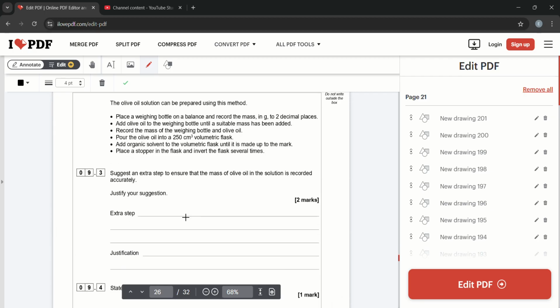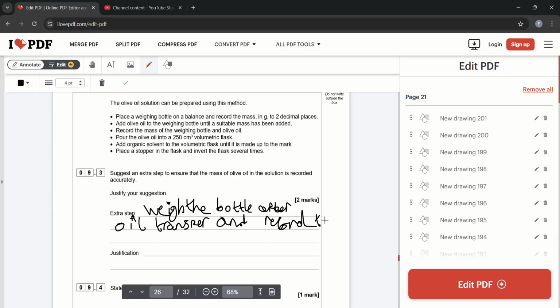And then 9.3 suggests an extra step to ensure that the mass of olive oil in the solution is recorded accurately. An extra step, it doesn't talk about it: weigh the bottle after the oil transfer and record the mass.